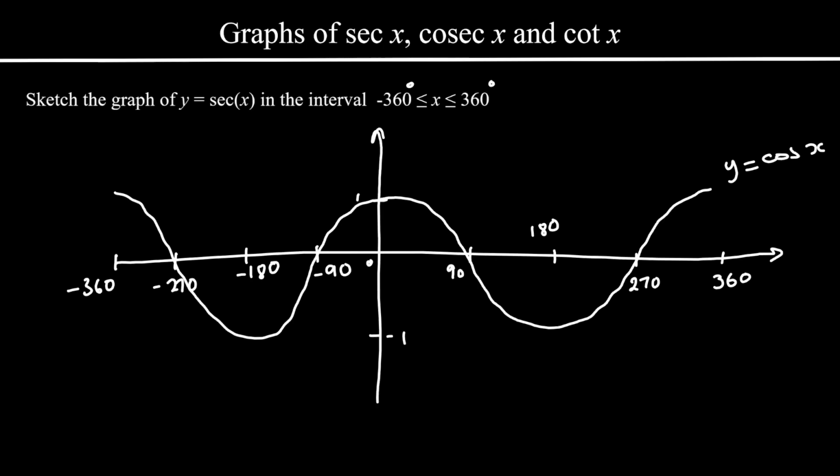Now sec is 1 over cos. So whenever we're at 1, 1 over 1 is 1. 1 over negative 1 is negative 1. So it's going to be at all the points where it's 1 or negative 1. When it's at 0, 1 over 0, we can't do, we get an asymptote. So we're getting an asymptote wherever it goes through 0.